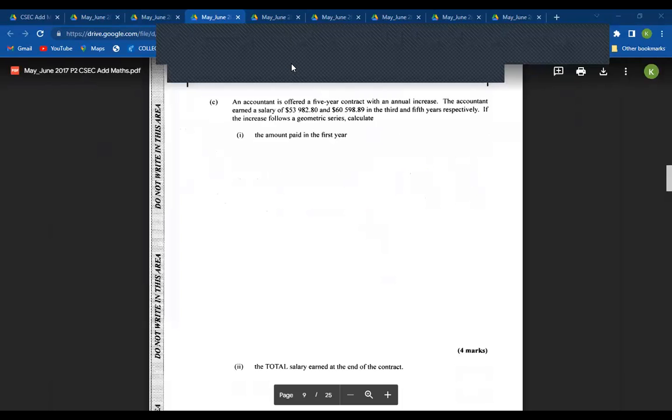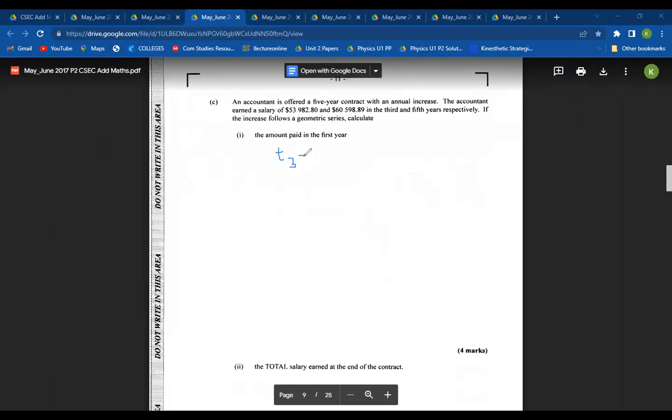Just like the PowerPoint, right? I see a question structured like that, so I know I need to make two equations. The third term, T3, is 53982.80. Let's pretend that looks like an 8. And the fifth term, T5, is equal to 60598.89.